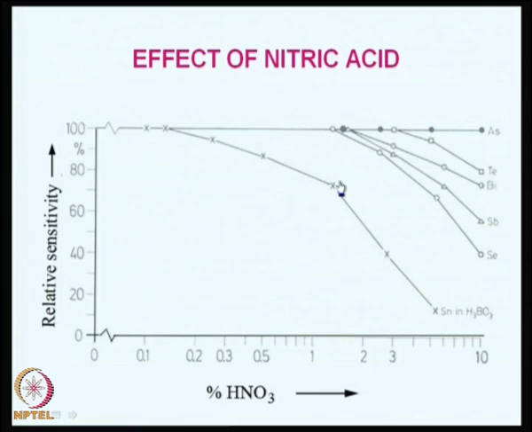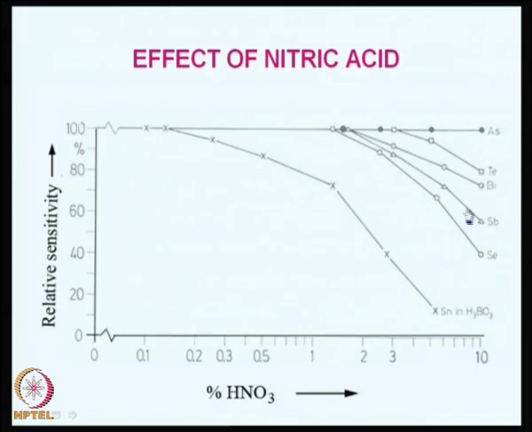If you increase it to still further acidities 1, 2, 3%, then the signal for tin almost comes down to 10% here. So, you should always be very careful to check the acidity in your sample before you proceed with hydride generation. Similarly, this is for selenium. Selenium is more tolerant to nitric acid, because almost up to 1% of nitric acid there is no change in the signal, and after that the reduction is rather rapid.